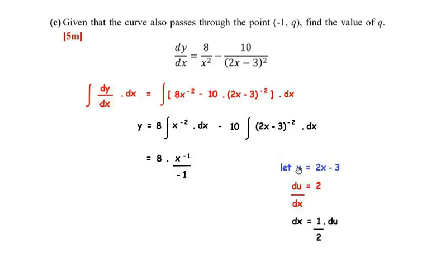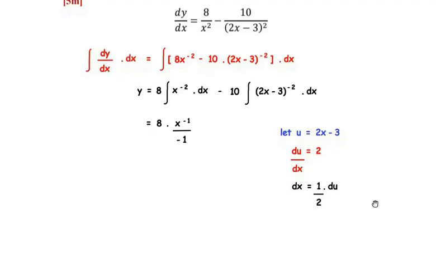So let us consider u as 2x minus 3 from the second term, and differentiating both the sides with respect to x, we get du by dx is equal to 2. Now let us exchange the places of dx and 2, giving us dx is equal to 1 over 2 times du.